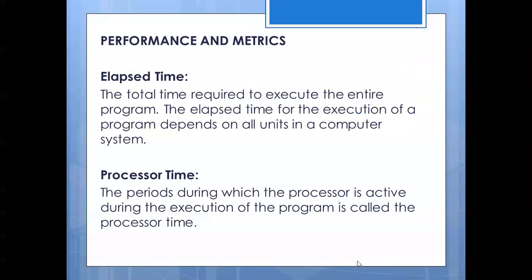The performance metrics are listed below, like elapsed time and processor time. Basically, the elapsed time is nothing but the total time required to execute the entire program. It depends upon the units of the computer system; system to system, it will change. The processor time is the period during which the processor is active for the execution of the program.